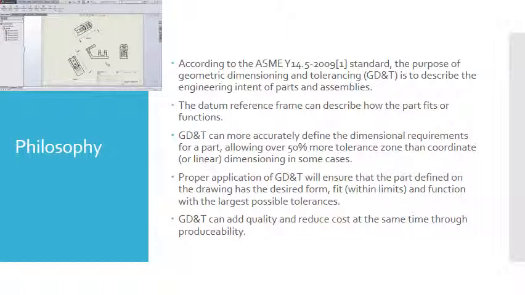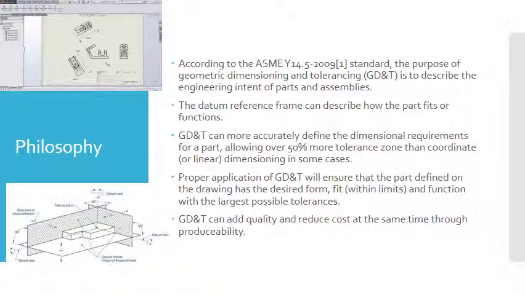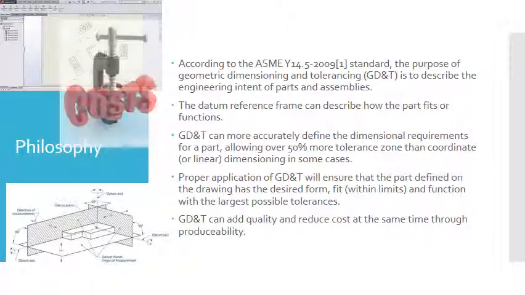According to the ASME Y14.5 standard, the purpose of geometric dimensioning and tolerancing is to describe the engineering intent of parts and assemblies. The datum reference frame can describe how the part fits or functions. GD&T can more accurately define the dimensional requirements for a part, allowing over 50% more tolerance zone than coordinate dimensioning in some cases. Proper application of GD&T will ensure that the part defined on the drawing has the desired form, fit and function with the largest possible tolerances. GD&T can add quality and reduce cost at the same time through producibility.